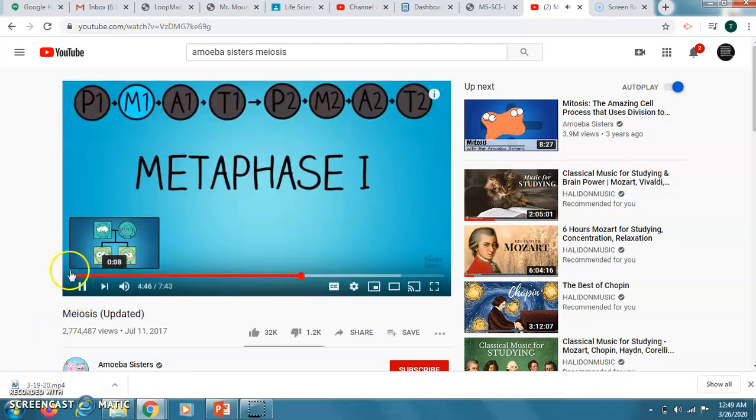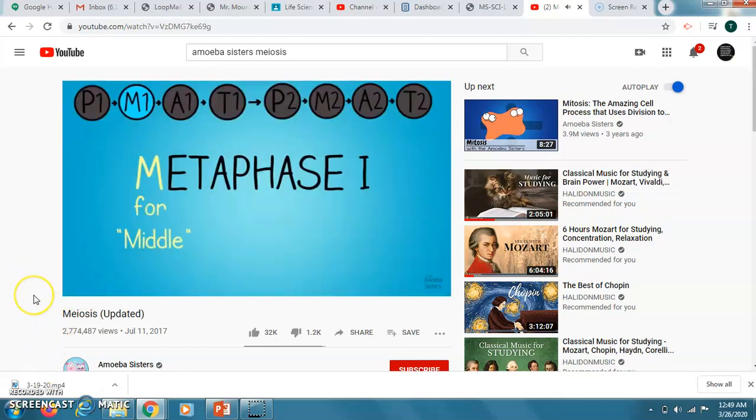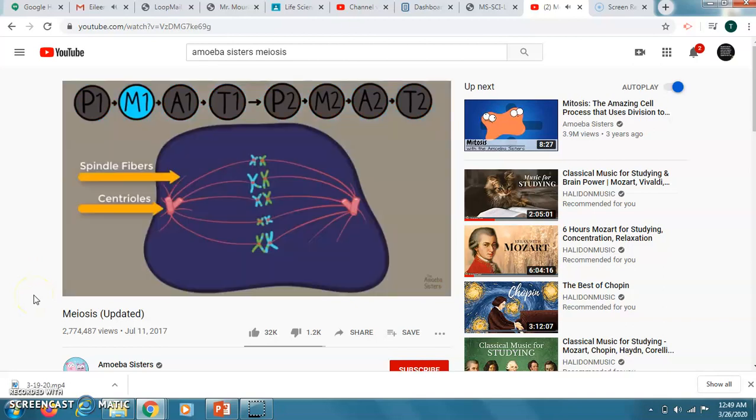In metaphase 1, think of the M as standing for middle. The chromosomes are now going to be in the middle of the cell. It's a little bit different from mitosis, though, because these chromosomes are going to be in pairs in the middle of the cell. So it's not a single file line. They're in pairs in the middle.